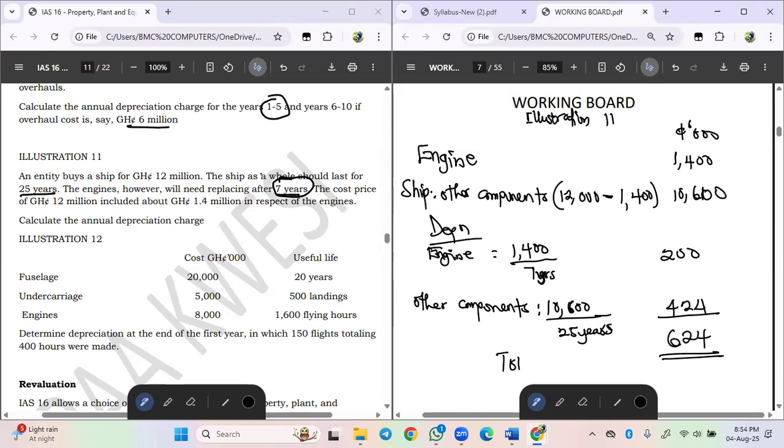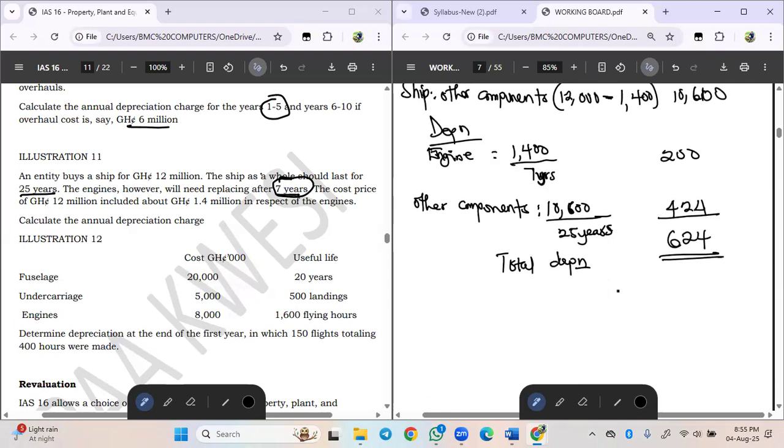Then the total depreciation will be 624. So that's what we have. We are talking about separate components on complex assets. You cannot calculate the depreciation as a whole, although the asset is there as a whole. Here the ship is there as a whole, but you cannot calculate depreciation for the ship as a whole because the useful lives are different. So I said where you see one asset, we have different components with different useful lives, different depreciation rates. Then you have to do this type of workings. Okay. All right.